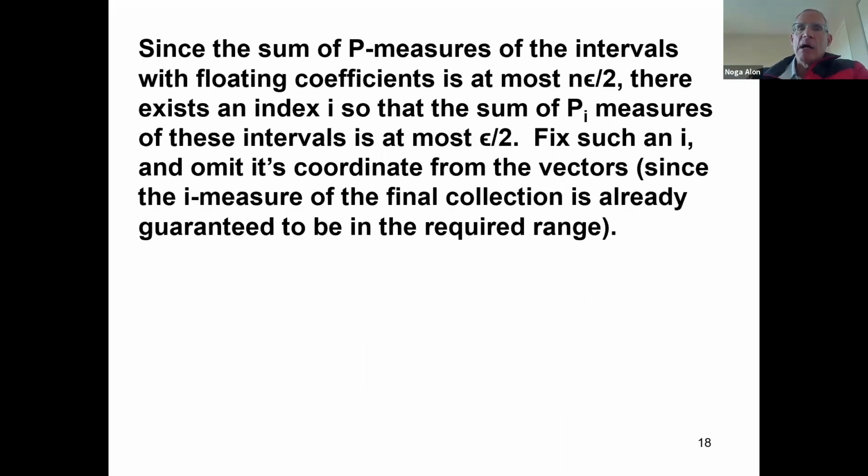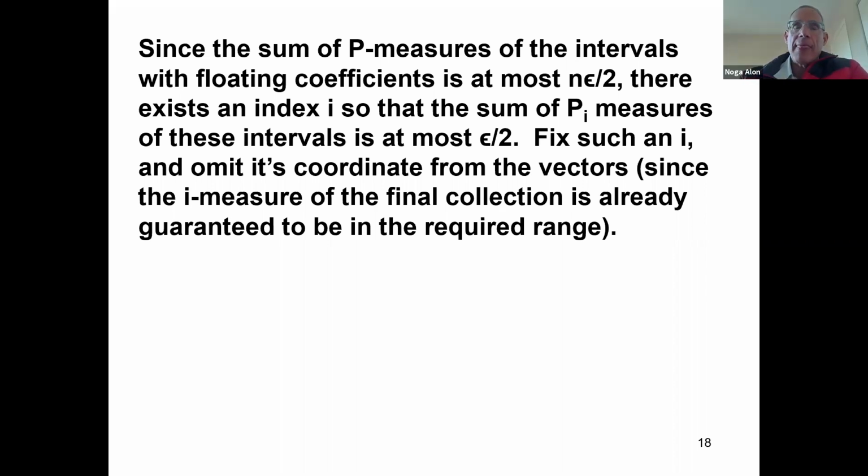So since the sum of these total measures of the remaining intervals is at most n epsilon over 2, we have n intervals, each of them with a measure epsilon over 2, then there exists an index I so that the sum of the pi measures of these intervals is at most epsilon over 2, right? Because there are n pi's.